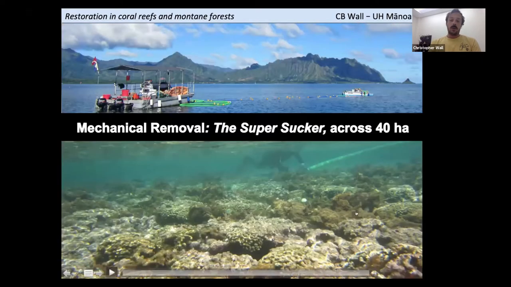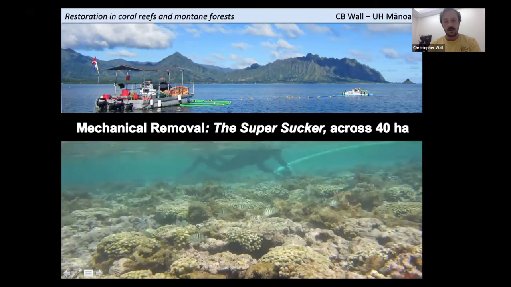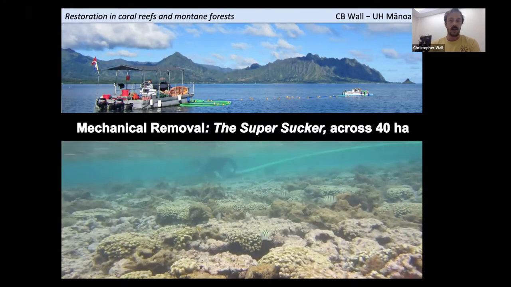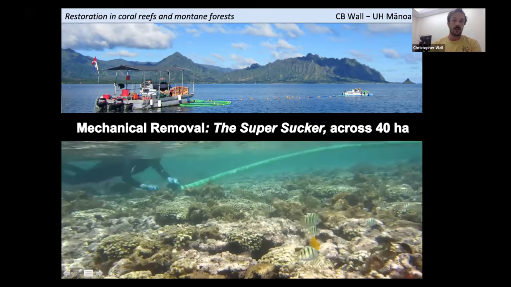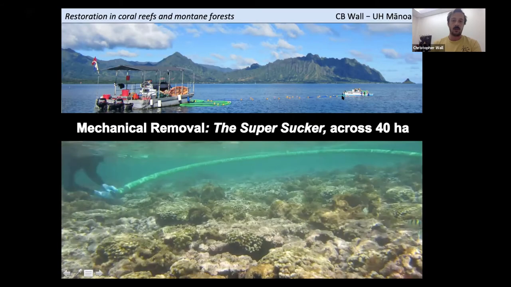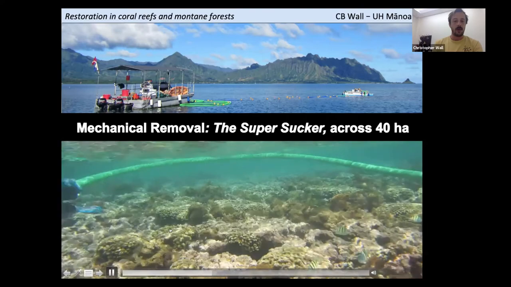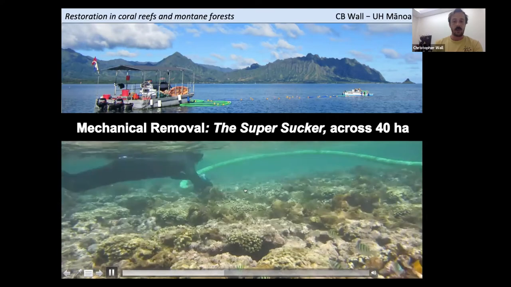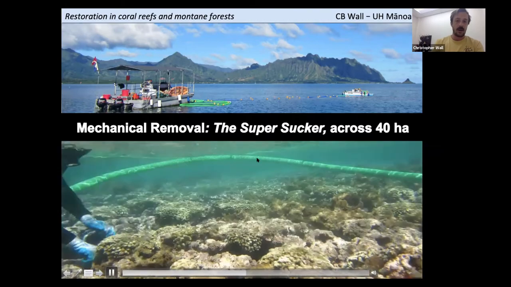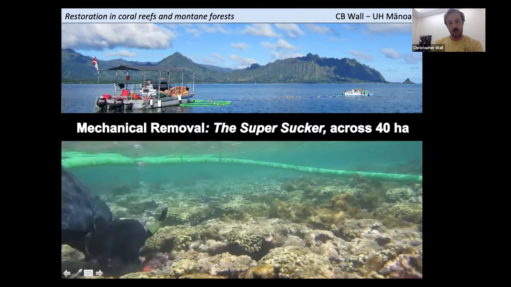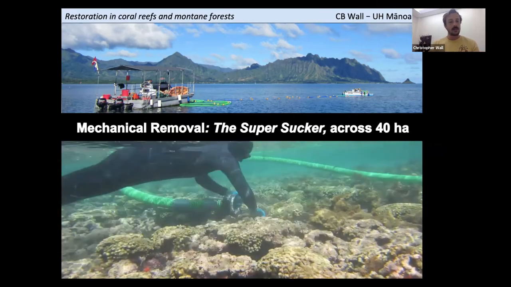And what's really cool about it is that they did a massive effort here, going across 40 hectares of coral reef habitat with a giant team and a barge. This is a floating barge here that has a big vacuum that runs out to the reef. And there are people in the water, you can see one of them going around here, basically picking all the algae off the reef that they see and putting it into this hose that then gets sucked back up to the barge. There are people on the barge that then go through and sort out the invasive species from the native species.